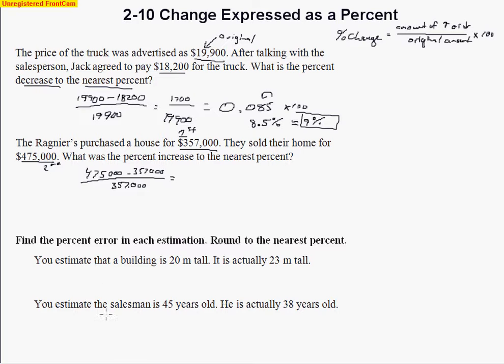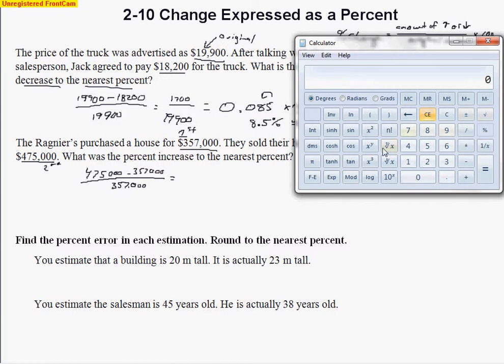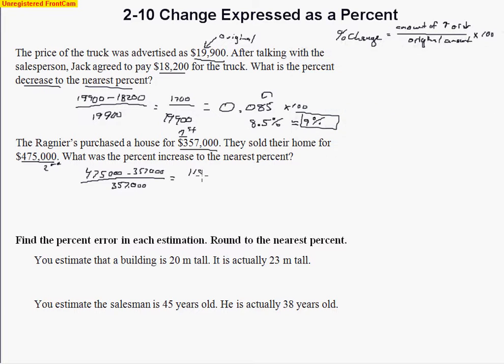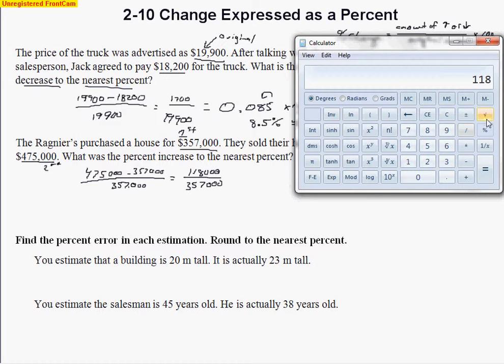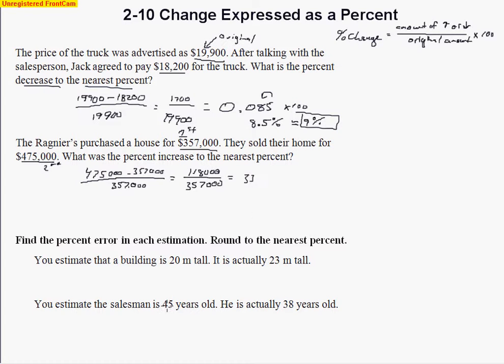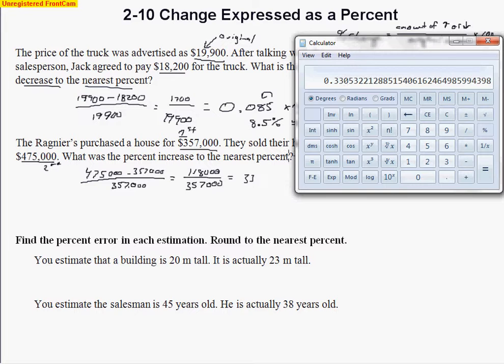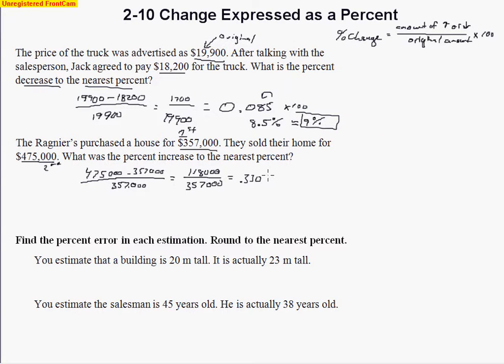And so when we go ahead and do that subtraction, we'll just do 475 minus 357. That gives us 118,000. And we're going to take that number and we're going to divide by 357,000. Now the nice thing is we have a bunch of zeros at the end that we can cancel out, so I'll just divide 118 by 357, and that gives us a number of about 33%. Let's check that the last decimal was a 0, so that is not going to affect the number. We'll round down, in this case 33%.